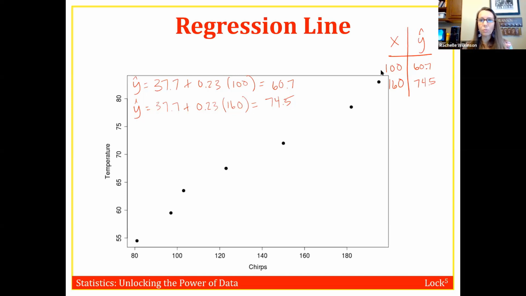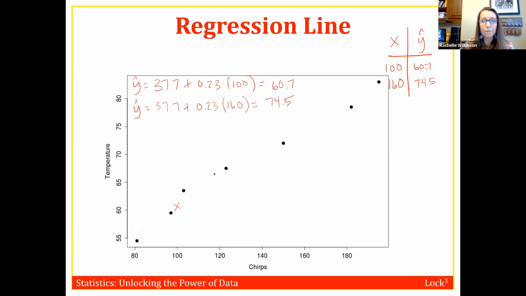So starting with the first one, it's x of 100 and y of 60.7. So I'm going to come over here to x equals 100 and up to 60.7. And I like to make a little x rather than a dot, just because the x reminds me, hey, this isn't a real data point. This is just a point from the line.